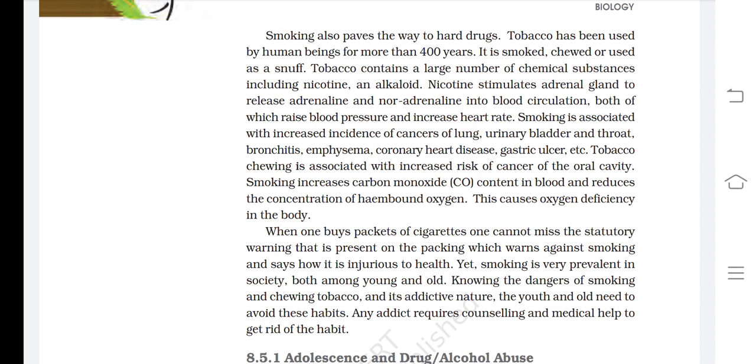increase heart rate. Smoking is associated with increased incidence of cancers of lung, urinary bladder and throat, bronchitis, emphysema, coronary heart diseases, gastric ulcer, etc. Tobacco chewing is associated with increased risk of cancer of oral cavity. Smoking increases carbon monoxide content in the blood and reduces the concentration of heme-bound oxygen. This causes oxygen deficiency in the body.